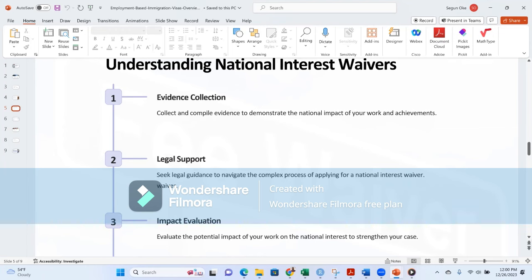Impact evaluation. Then, for example, like I told you, you need to evaluate the potential impact of your work for national interest to strengthen your case. Now, if I'm talking about yourself, I'll use myself as an example as a mathematician. We all know STEM: science, technology, engineering, and mathematics. All over the world, we know when it comes to mathematics, mathematics is always a problem.